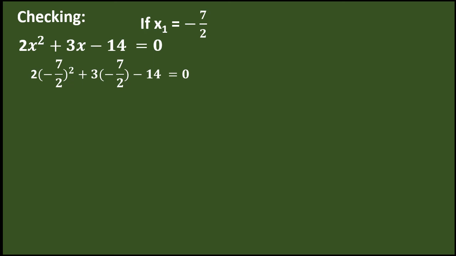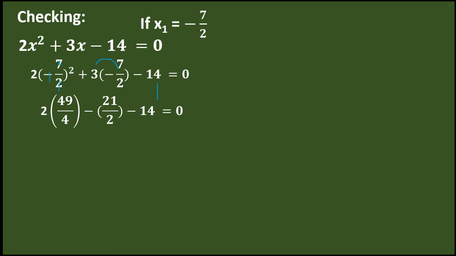We have to solve first the exponent. So we have negative times negative, that is positive. 7 times 7 is 49, that is correct. 2 times 2 is 4, so we have 49 divided by 4, 49 over 4. What about 3 times negative 7 over 2? It will become negative 21 over 2, and then bring down negative 14 equals 0.